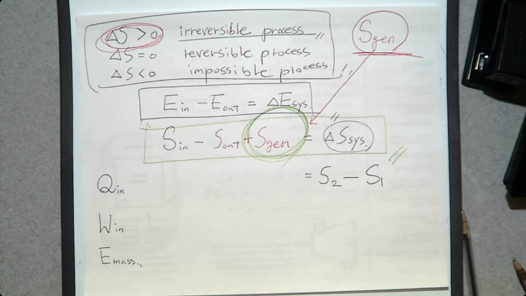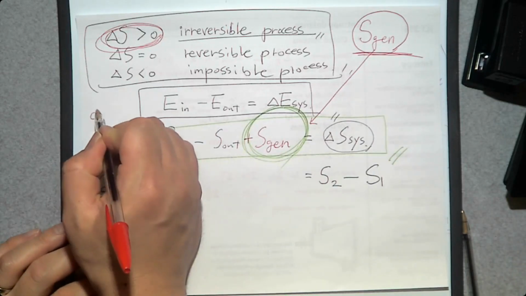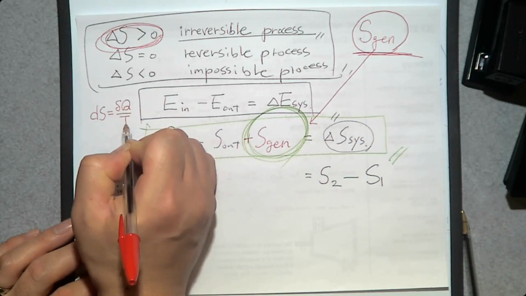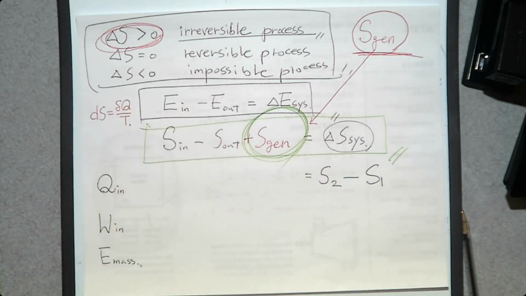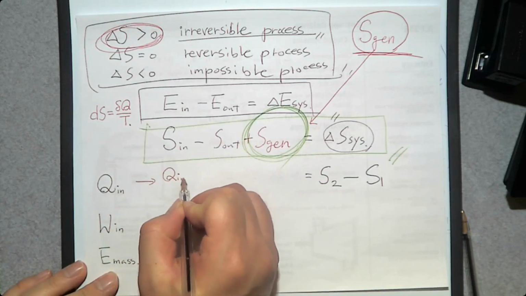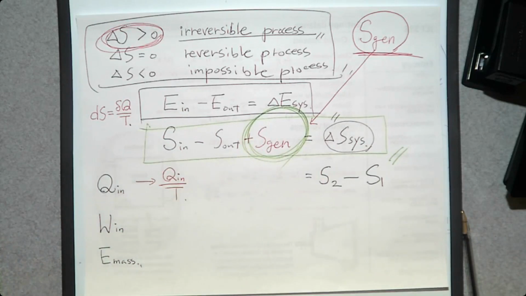Then, is there entropy transfer due to heat transfer? By the definition of entropy, change in entropy is going to be change in heat transfer over temperature. Oh, there is the answer. The entropy transfer by heat is going to be this one: Q in over temperature.